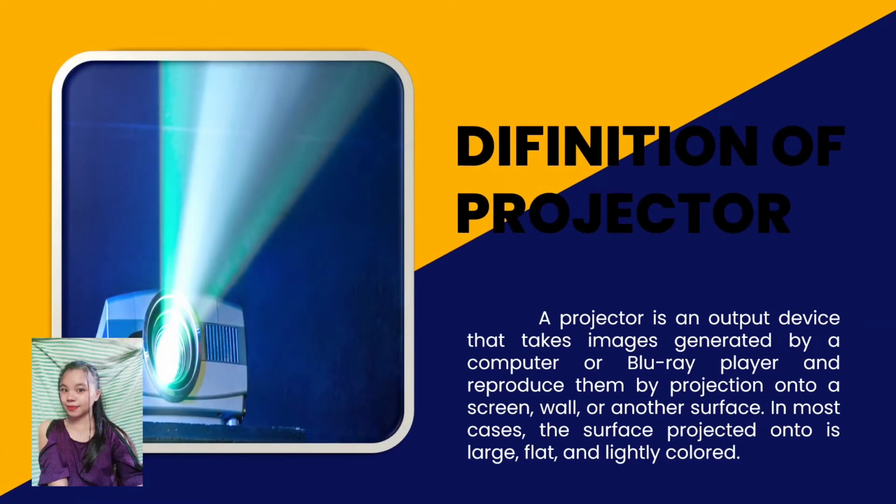So the definition of projector is: projector is an output device that takes images generated by a computer or Blu-ray player and reproduces them by projection onto a screen, wall, or another surface. In most cases, the surface projected onto is large, flat, and lightly colored.